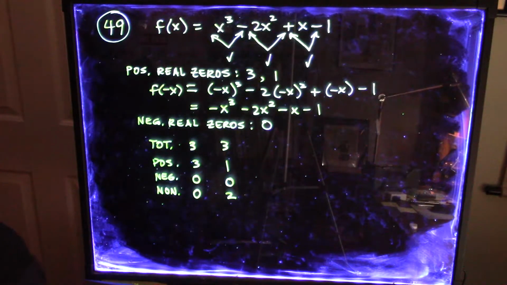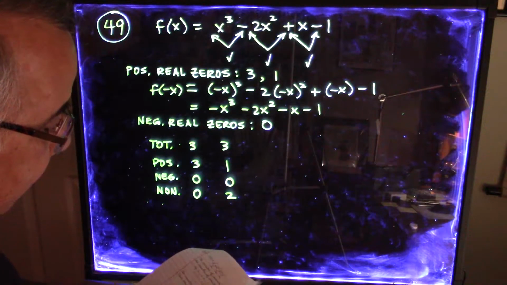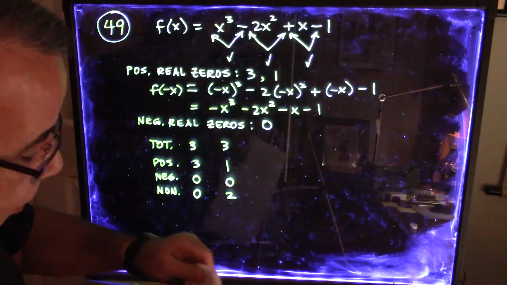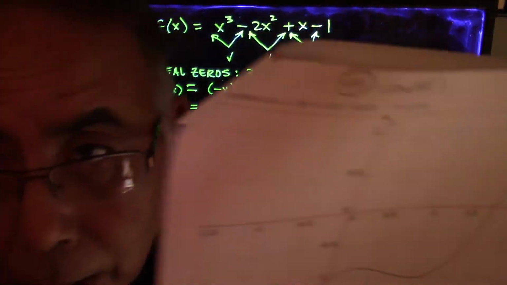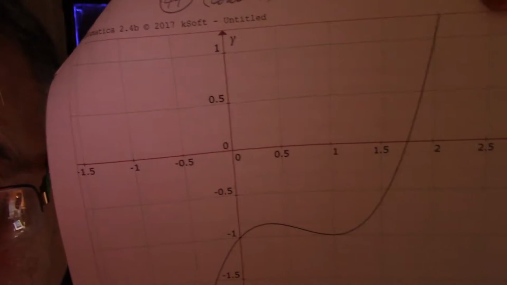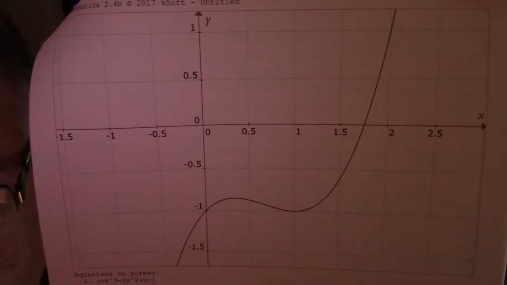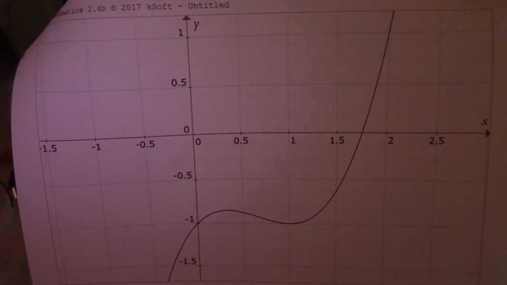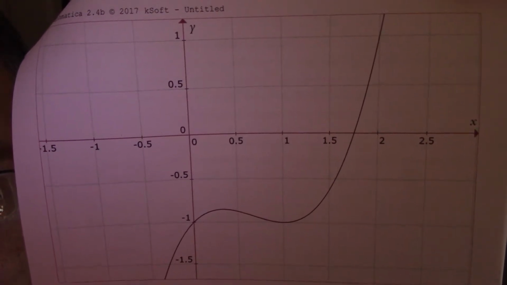Alright, so let's see what happens when we graph. And lo and behold, it only crosses the x-axis at one point, and that's on the positive side. Alright, so it's got 1 positive real root and 2 non-real roots.